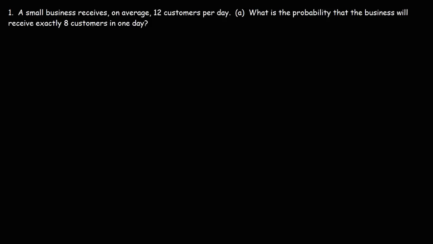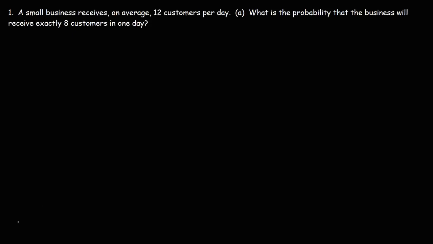In this video, we're going to talk about how to use the Poisson distribution formula in order to solve problems. So take this problem, for example. A small business receives, on average, 12 customers per day. What is the probability that the business will receive exactly 8 customers in one day?